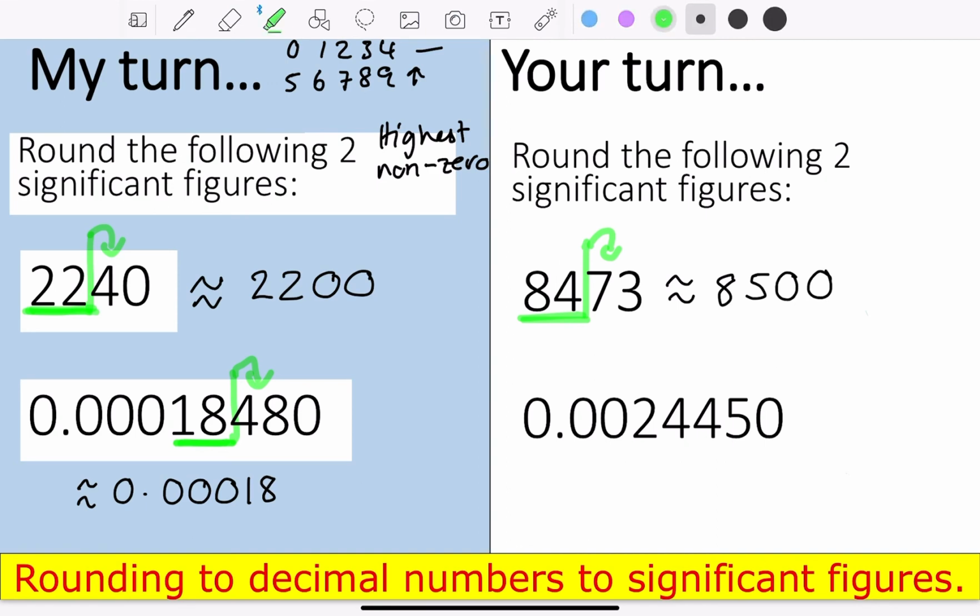And the last one, we've got 0.00244450. Non-zero is the key here, so our two highest place values belong to this 2 and this 4, with a neighbour of 4. So our final rounded answer is 0.0024.